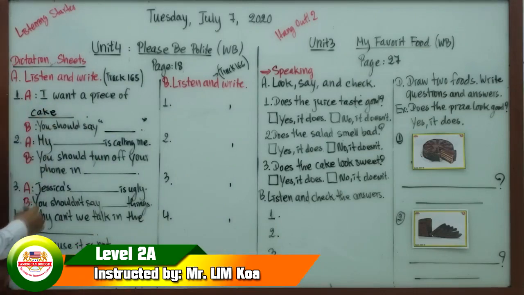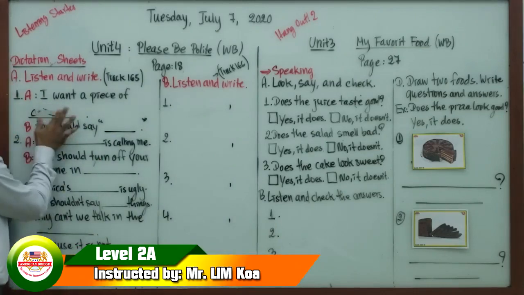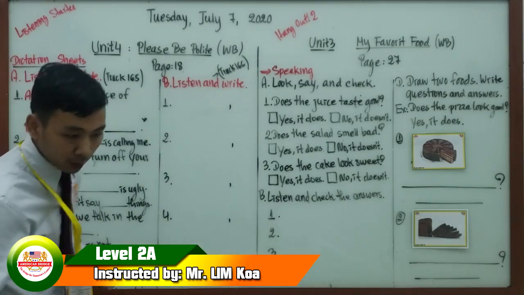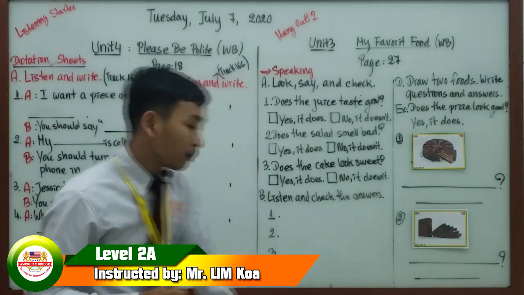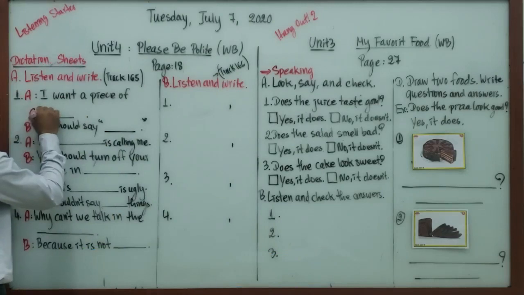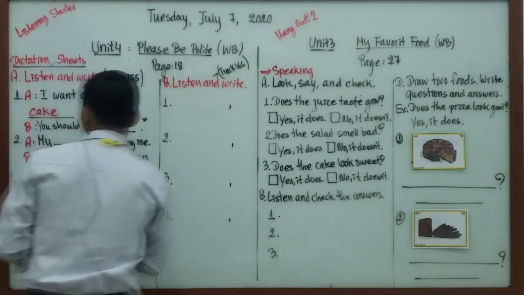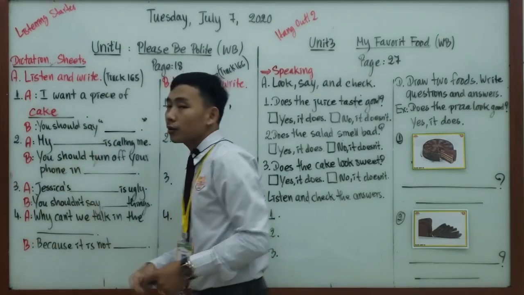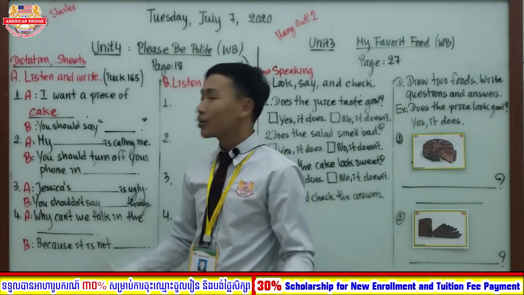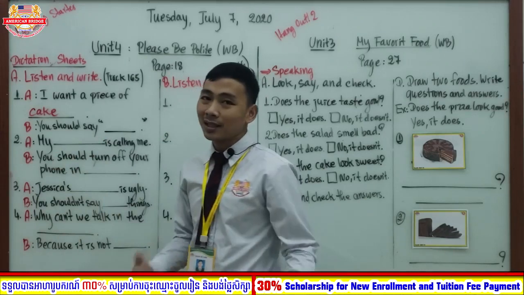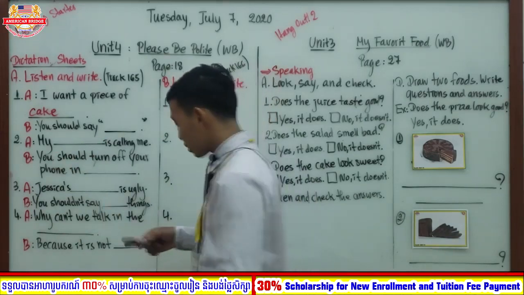Okay, I think this one I should write in red marker. Red marker. Where is it? This one. Cake. I want a piece of cake. And then what is it? You should say something to be polite. What did you hear? Please, right? You should say please.